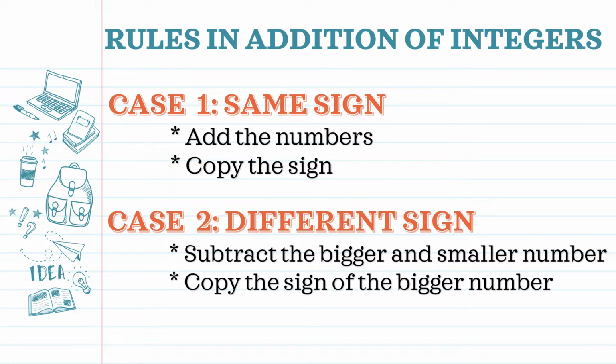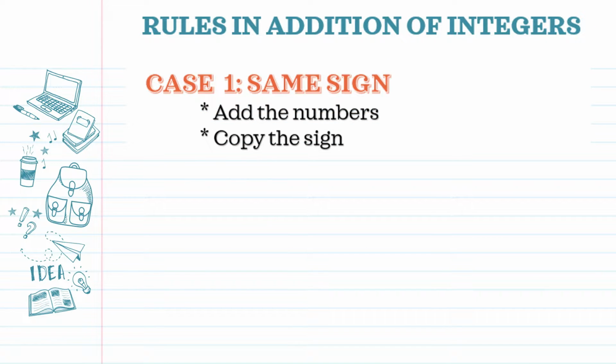For case number 2, we will have different signs, therefore one integer is positive and the other one is negative, or vice versa. In this case, the rule is to subtract the smaller number from the bigger number first, and then the answer will have the sign of the bigger number. So I will show you different examples based on the two cases.